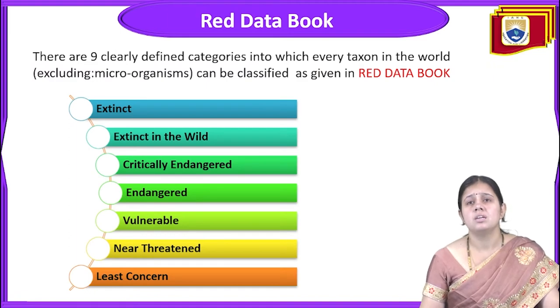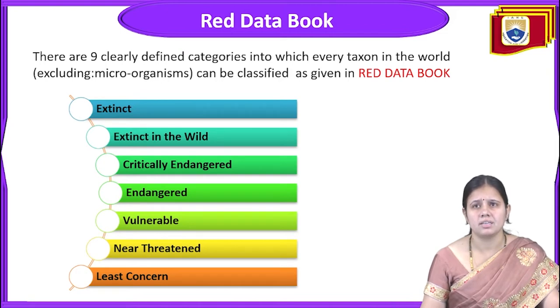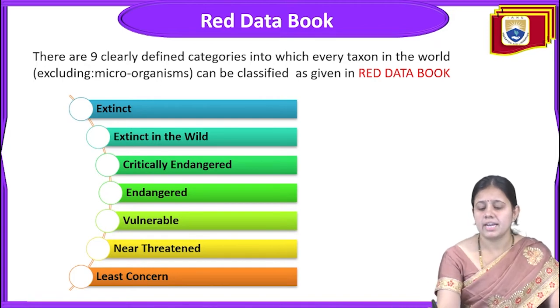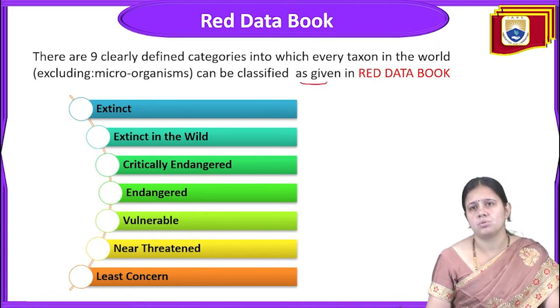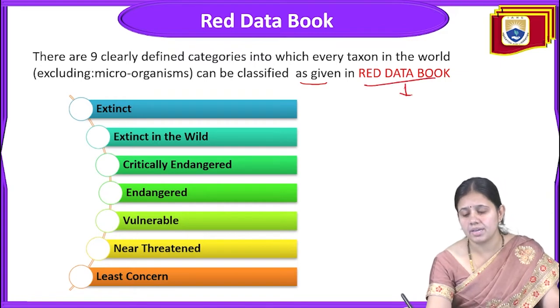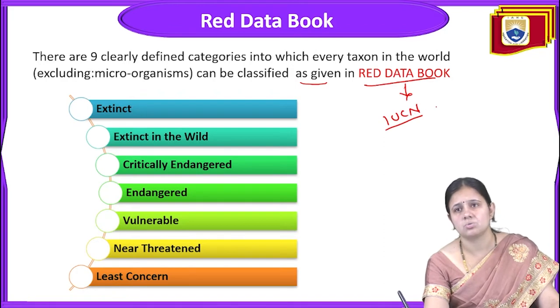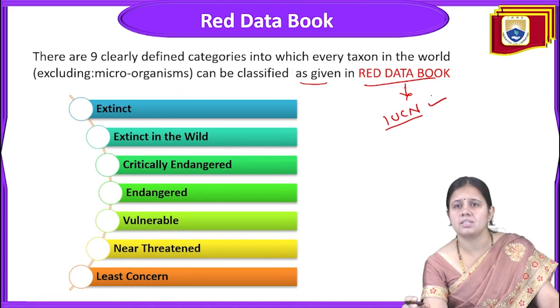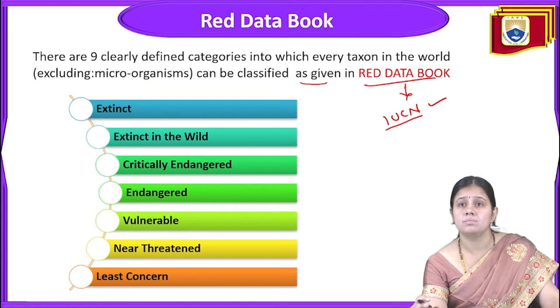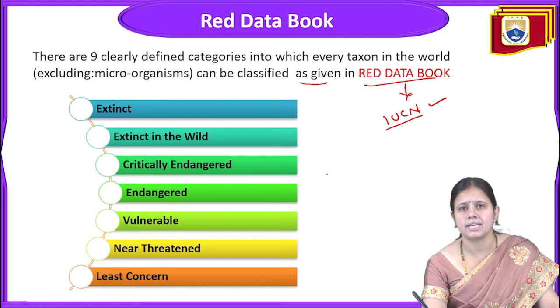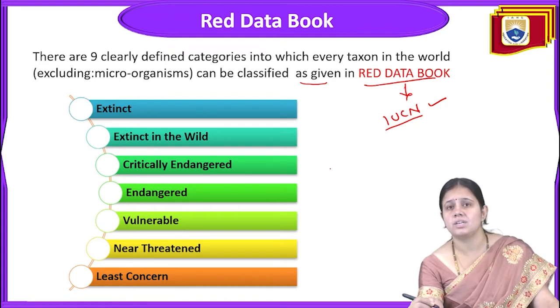Now we come to the Red Data Book. The Red Data Book has divided species into 9 clearly defined categories, into which every taxon in the world, excluding microorganisms, can be classified. The Red Data Book is given by the IUCN, the International Union for Conservation of Nature and Natural Resources, and they have classified all species excluding microorganisms into 9 categories. What categories are there?